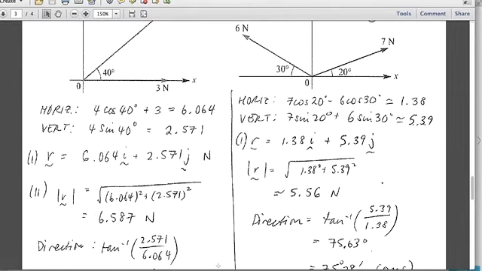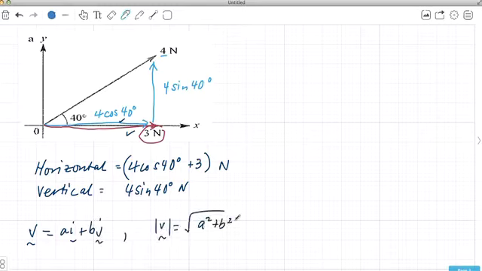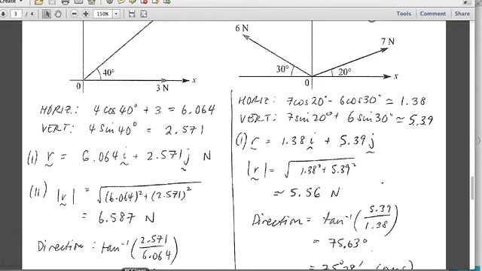Magnitude, remember, is just to take a vector. If you have a vector which is ai plus bj, the magnitude of the vector is just the square root of a squared plus b squared. So that's all that's going on here, just squaring the coefficients.